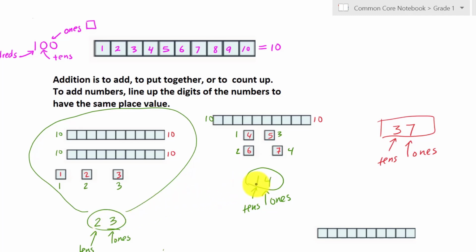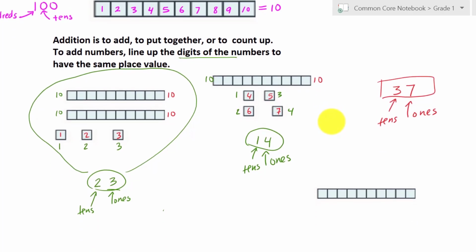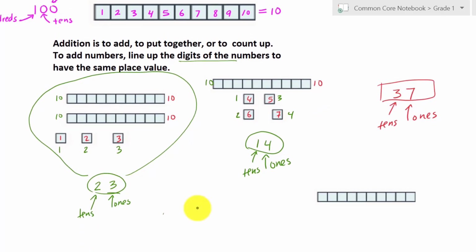So let's add them together. So again, to add numbers, line up the digits of the numbers. In this case, we have 2 numbers, 23 and 14. So they have the same place values, okay? So let's look at this. We have 23, okay? And what is 23? Well, 23 is right there. Now let's line up. This right here is the ones. And this right here is the tens place.